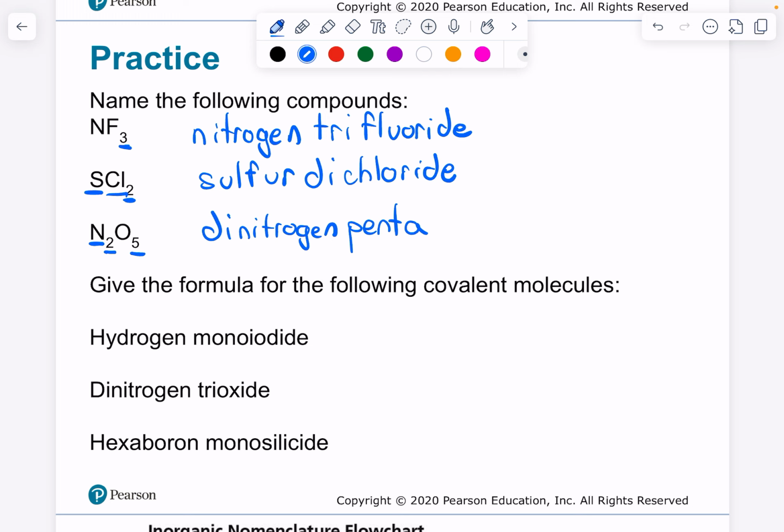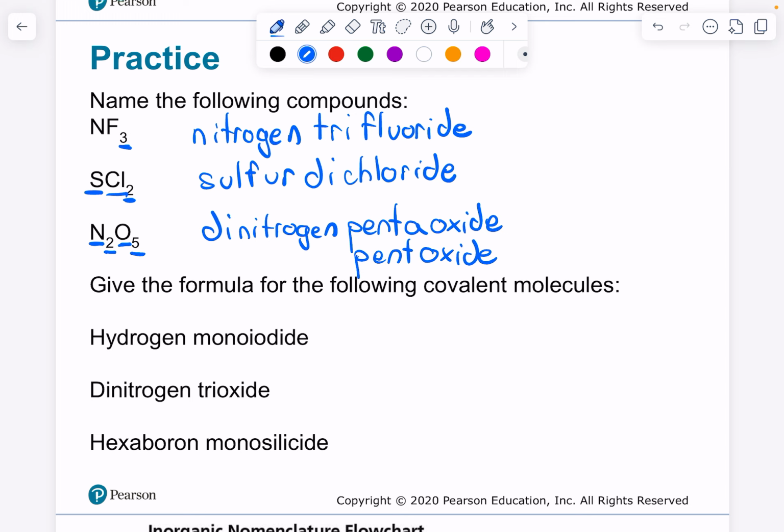So penta is the prefix for 5, and then oxygen changes to oxide. Sometimes we drop the A if the next one is a vowel. So you might see people say that this is pentoxide, not pentaoxide. I've seen it done both ways, so I don't know that there's one that's particularly right or wrong. Okay.